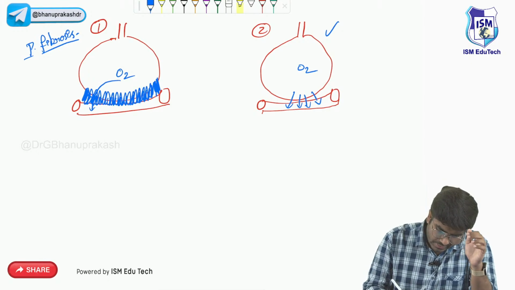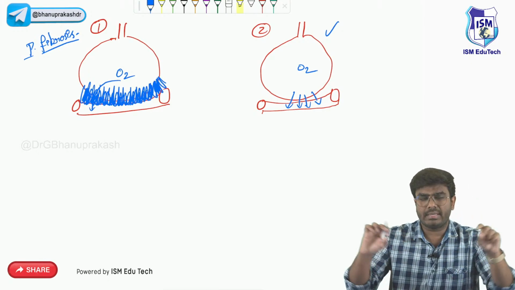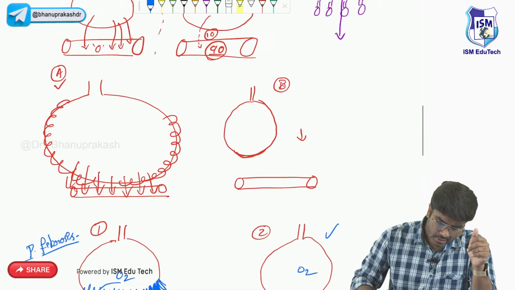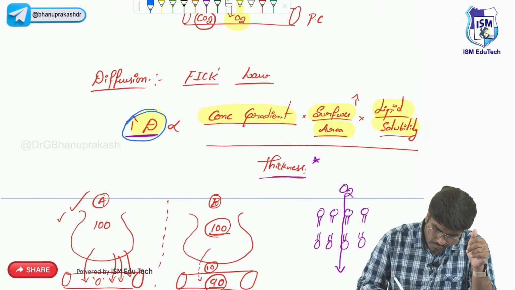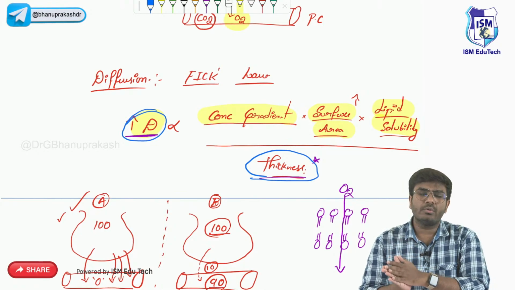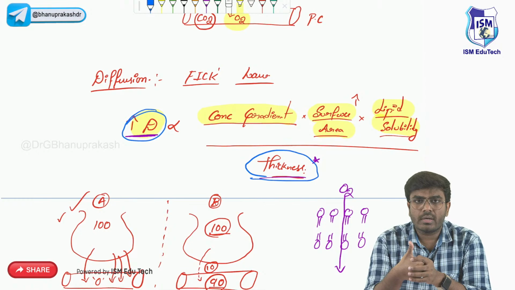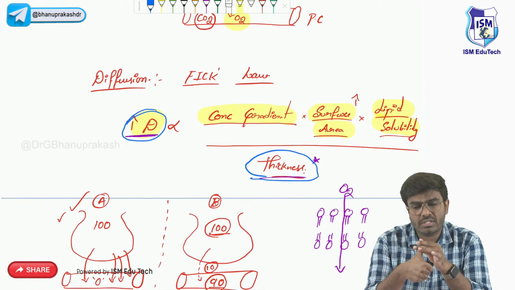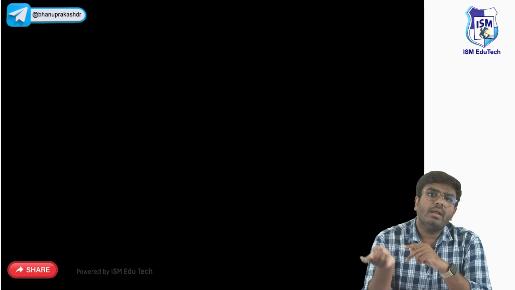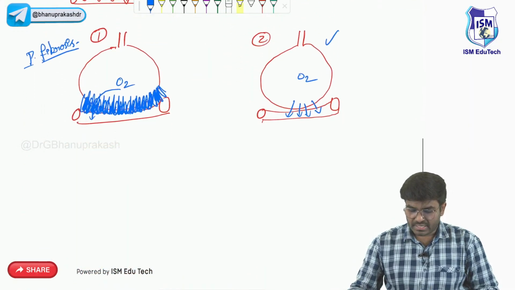So from this we can clearly say, if you increase the thickness of a membrane, automatically diffusion is going to decrease. That's what Fick's law is telling us. Diffusion is inversely proportional to thickness. If someone asks you, diffusion is explained by Fick's law: diffusion is directly proportional to concentration gradient, surface area, as well as lipid solubility. Diffusion is inversely proportional to the thickness. Now, in the exam, these kind of questions will come.